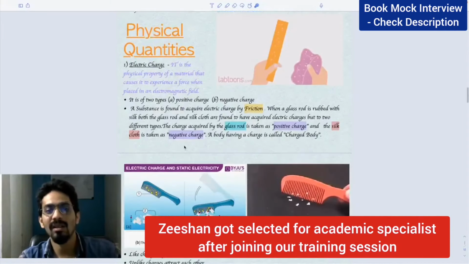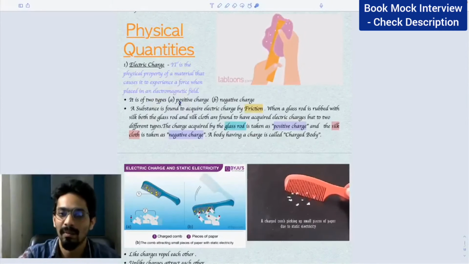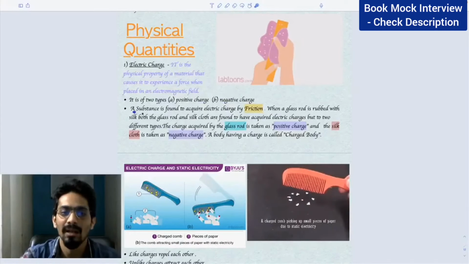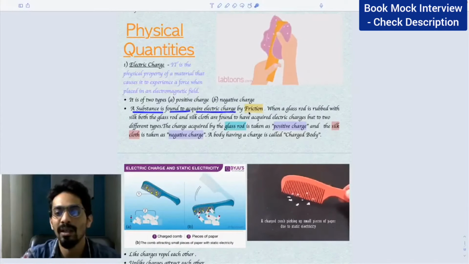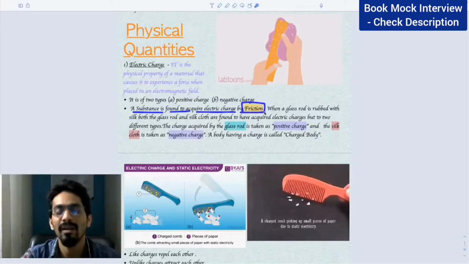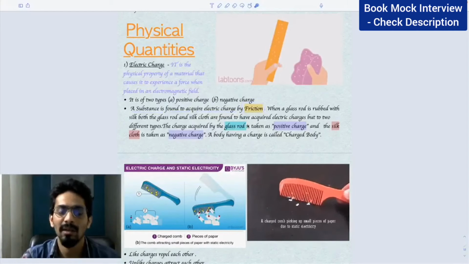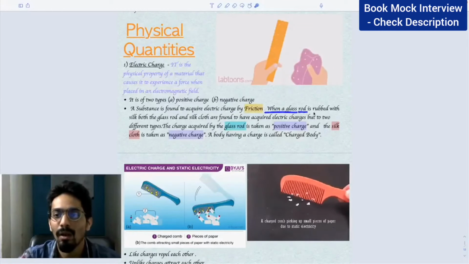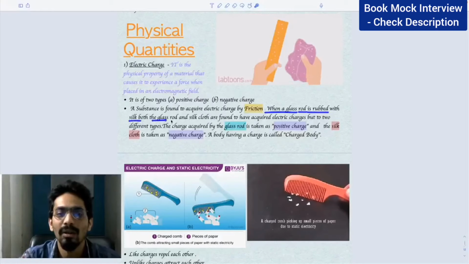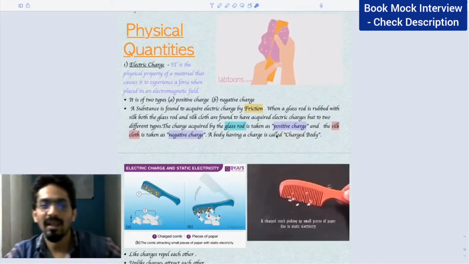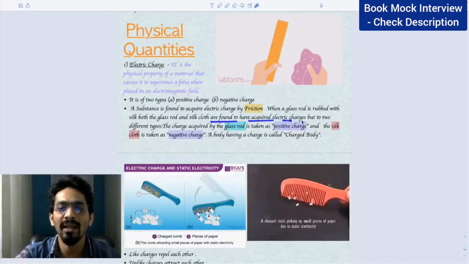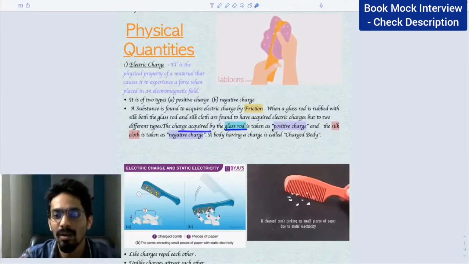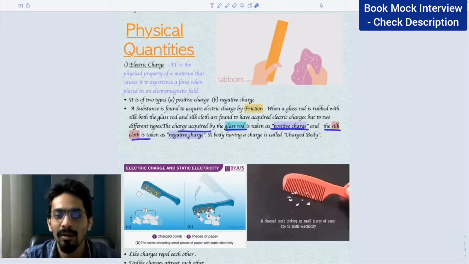Okay. Now charges are of two types: a positive charge and a negative charge. Now let us explain something. A substance is found to acquire electric charge by friction. That means whenever we are rubbing something, friction is generated. When a glass rod is rubbed with silk, both the glass rod and the silk cloth are found to have acquired electric charges, but of two different types. The charge acquired by the glass rod is taken as positive and the silk cloth is taken as negative.